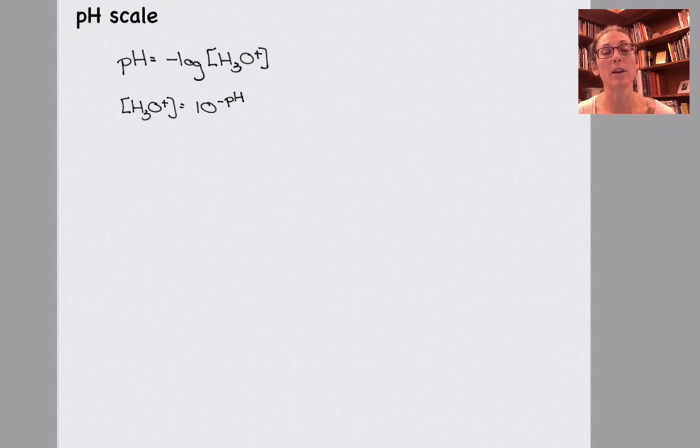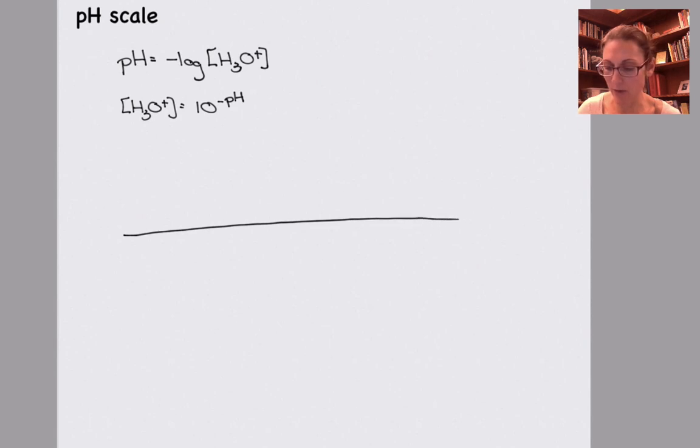This is a common log, so log base 10, and we're going to talk more about how logarithms work and what they mean in class. In practice, what this means is that if we are at 25 degrees Celsius, at room temperature, and we look at the concentration of hydronium in a neutral solution, the concentration of hydronium is 1 times 10 to the negative 7th.